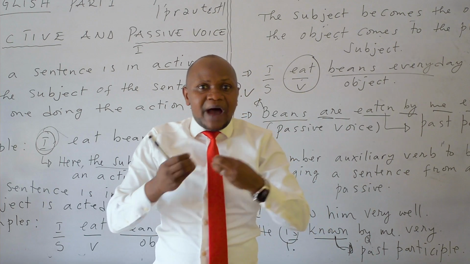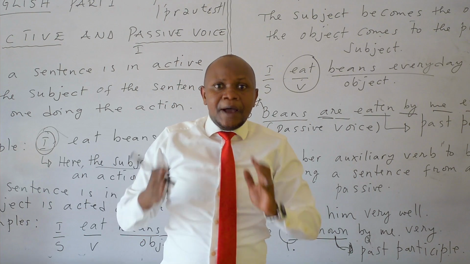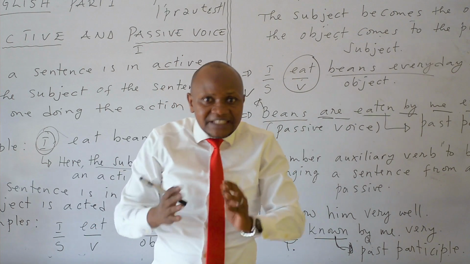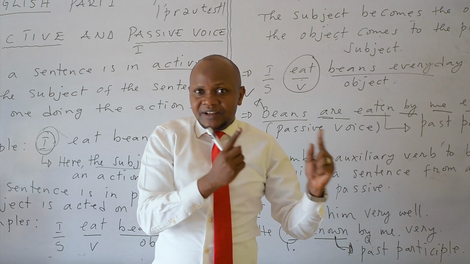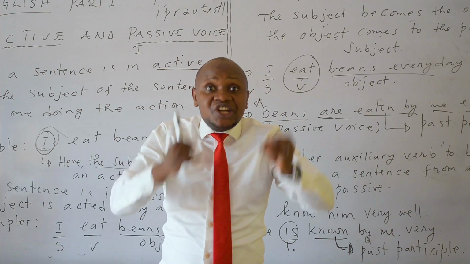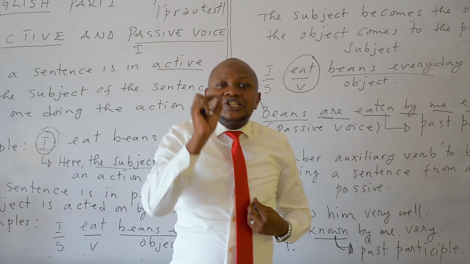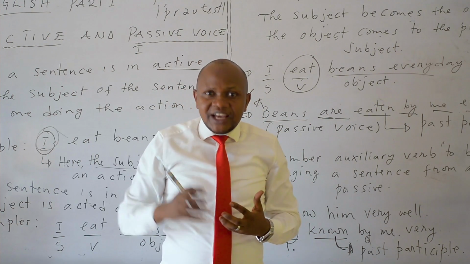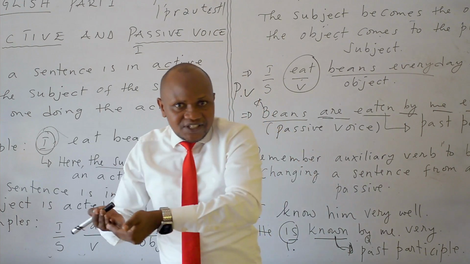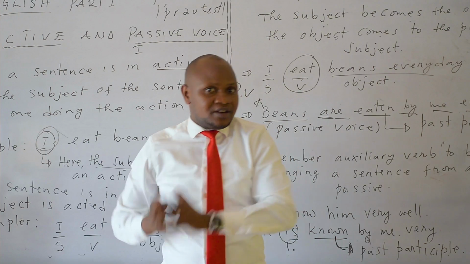I need my chair. My chair is needed by me. My chair is not needed by you. My chair is needed by me. Altogether, good. You can say, she loves him. The him changes to he because we are going into passive. He is loved by her. She loves him. He is loved by her.